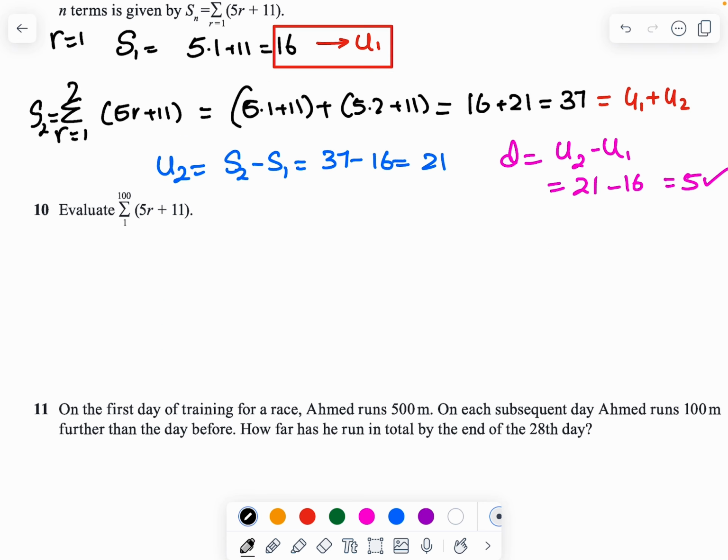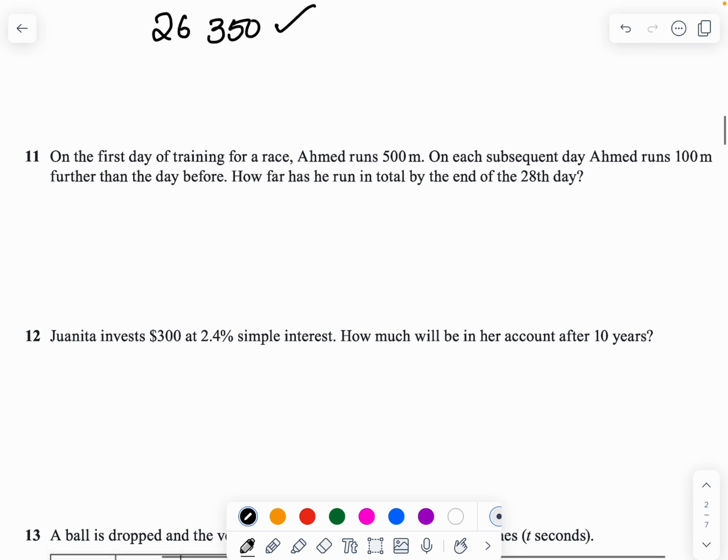Now question number 10. You can use the calculator to get the value. Use the calculator GDC to get that answer as 26,350.